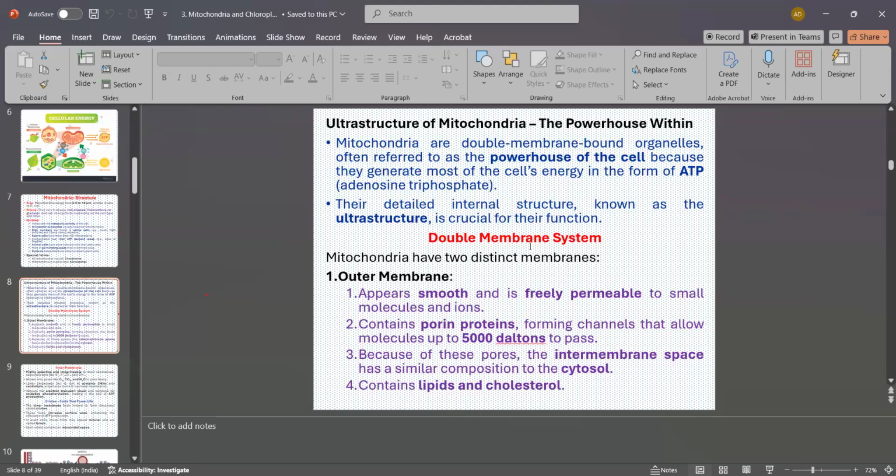The mitochondria have two distinct membranes. The outer membrane appears smooth and is freely permeable to small molecules and ions. It contains porin proteins forming channels that allow molecules up to 5,000 daltons to pass. Because of these pores, the intermembrane space has a similar composition to the cytosol. It contains lipids and cholesterol. Between the outer membrane and inner membrane, the intermembrane space is present.